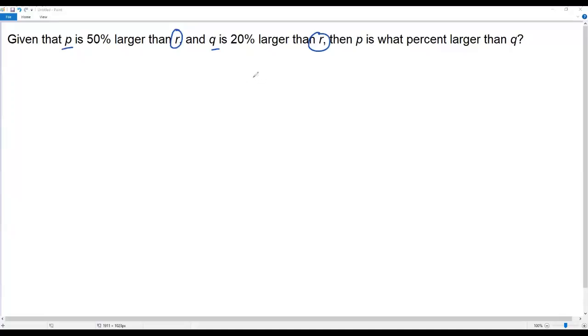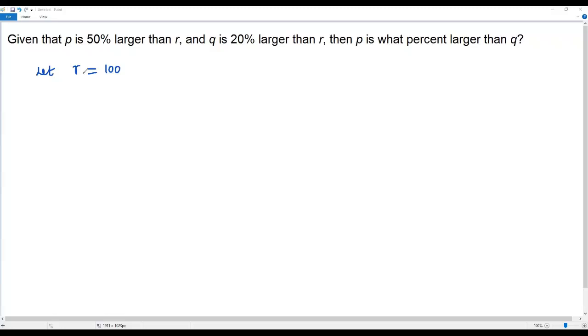But the value of R is not given. Since this is a problem based on percentage, we can assume R as 100. So how can I assume that the value of R is 100? Actually, R is an unknown quantity. I can assume any value for R. But particularly, why do I assume 100 for R?